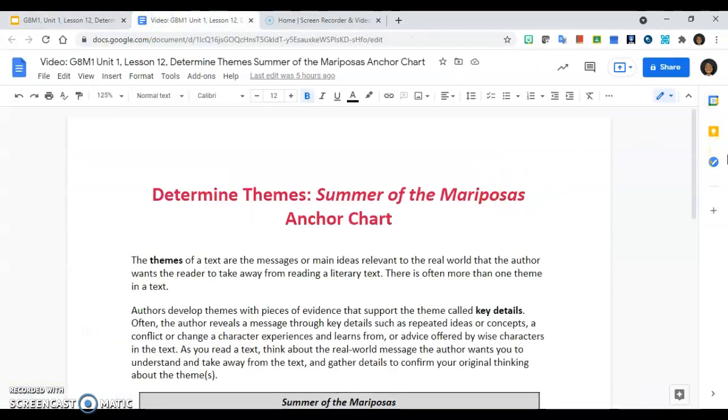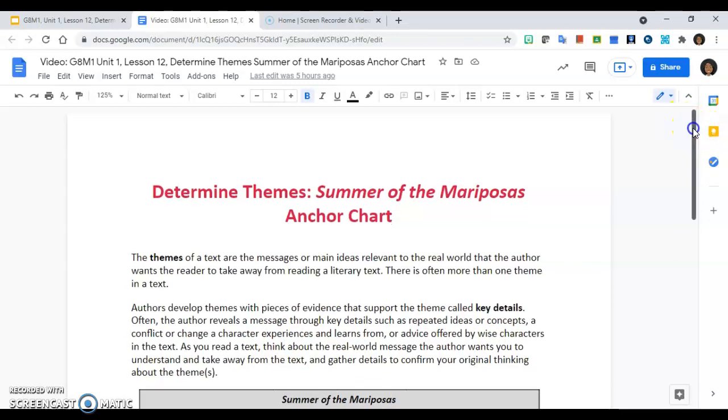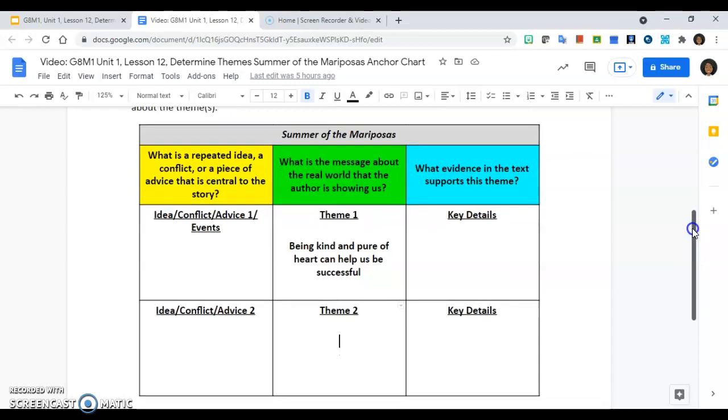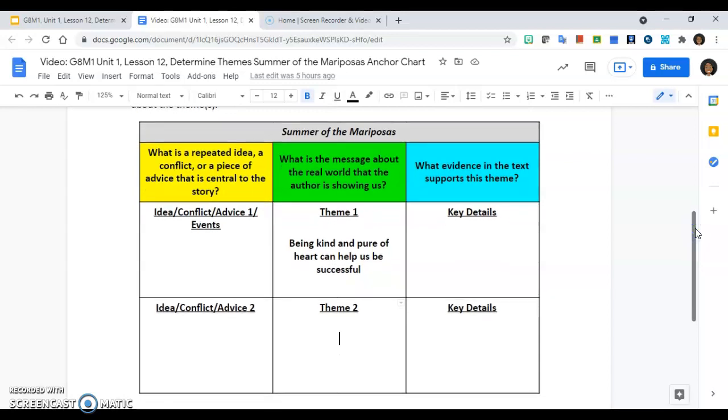This is what your anchor chart should look like, and it's going to have the same kind of things that we just reviewed. Just in case you forget, that's totally fine. And now you're going to scroll down and you are going to have a graphic organizer. That graphic organizer has three different parts.